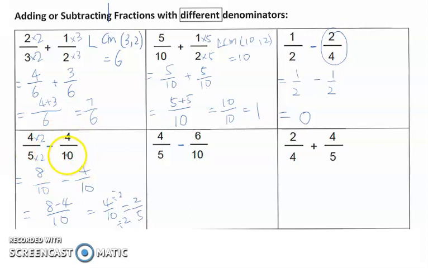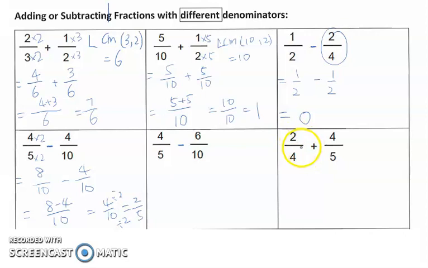Obviously, this same question has another approach, because what I can do here is simplify the second fraction. That will give me 2 over 5, and that will give us the same denominators of 5.